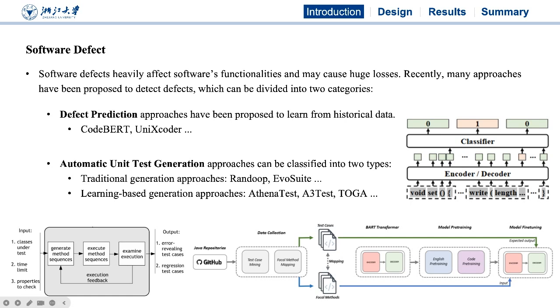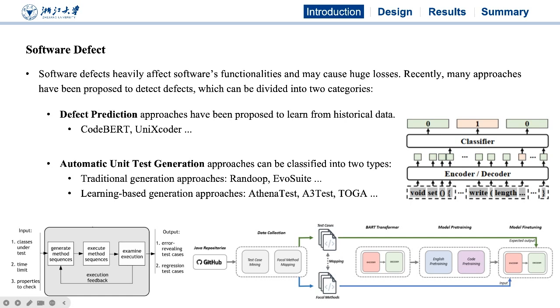Software defects can severely impact software functionality and may lead to significant losses. In recent years, various approaches have been proposed to detect software defects, which can generally be divided into 2 categories. The first category includes defect prediction methods. These methods aim to identify potential defect-prone modules or code fragments within the software.